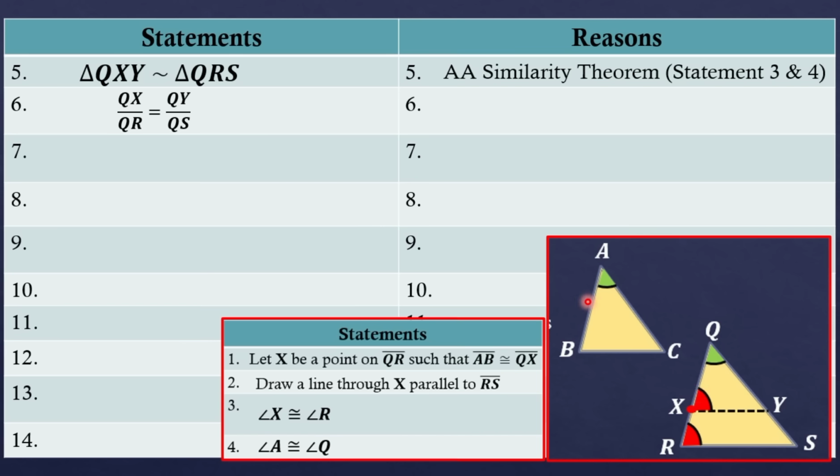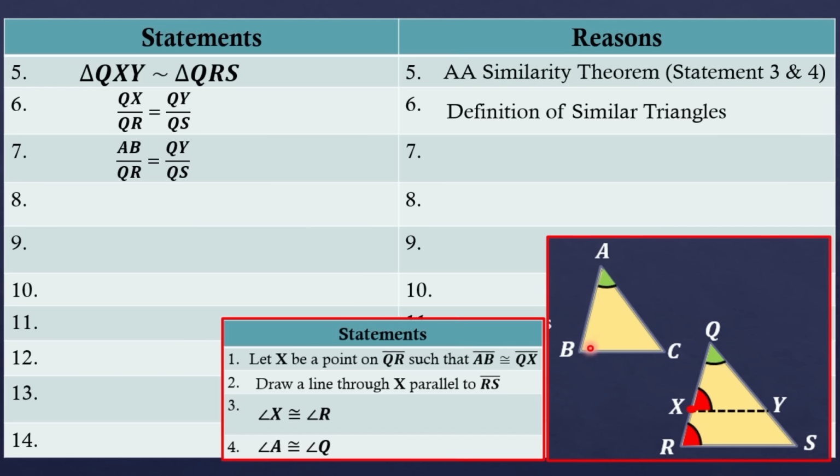So what will be the reason? By definition of similar triangles. So sabi ko nga kanina by basic proportionality theorem, ibig sabihin ito po ay proportional po dito. Okay, so that is by definition of similar triangles. And then we have AB over QR is equal to QY over QS.